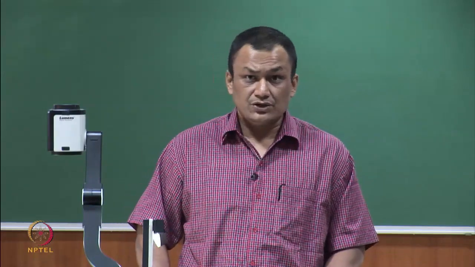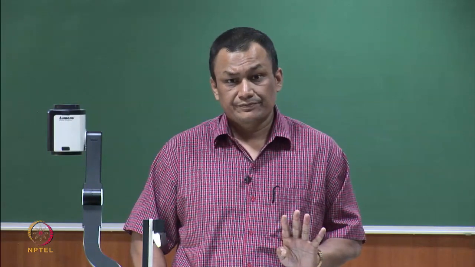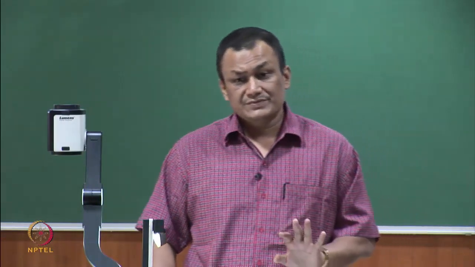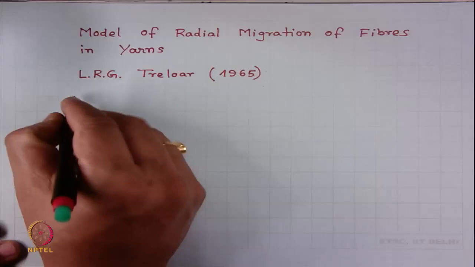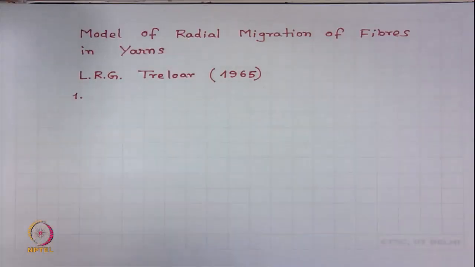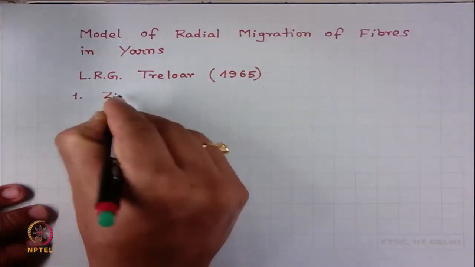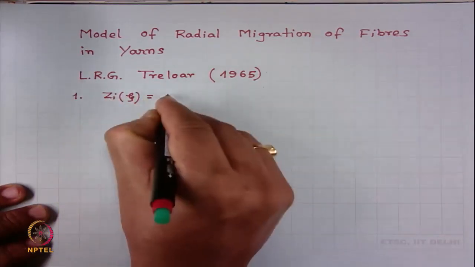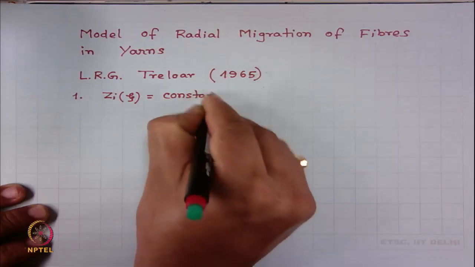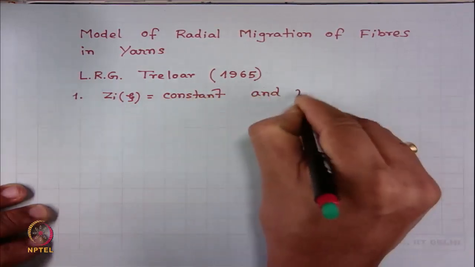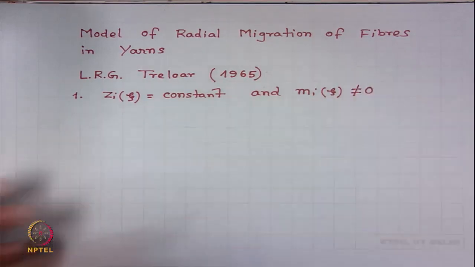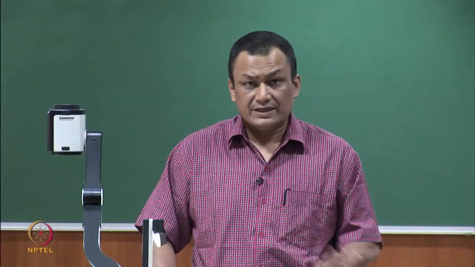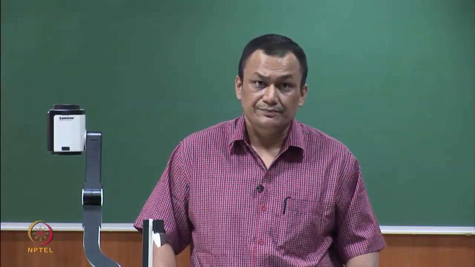This model is based on four important assumptions. Out of these four assumptions, the first assumption is basically related to the definition of radial migration. What is the definition? The definition of radial migration is Z is equal to constant and this dr by d zeta m is not equal to 0. So, this was the first assumption, which is correct because it is related to the definition of radial migration.